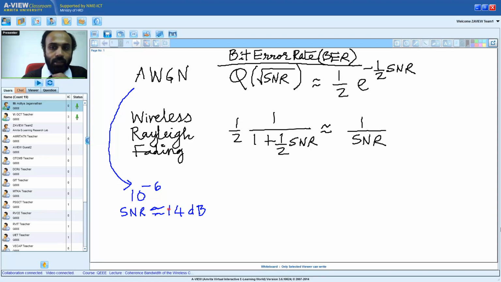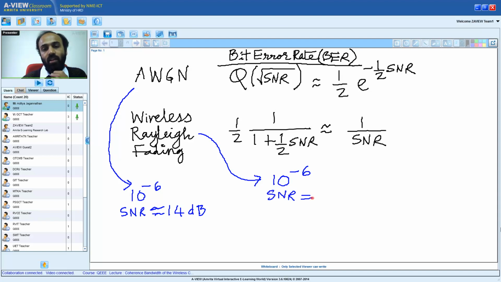However, if I look at a wireless communication system, what is the SNR required for a 10 to the power of minus 6 bit error rate? Does anyone remember? We calculated the SNR required. Can someone answer on the chat window? That is approximately 60 dB, right? Correct?